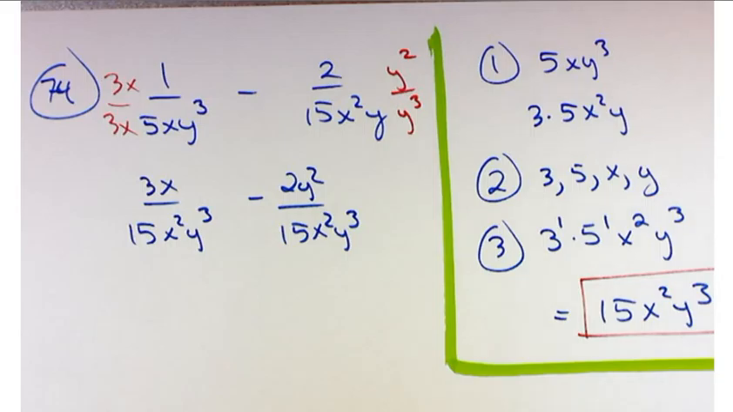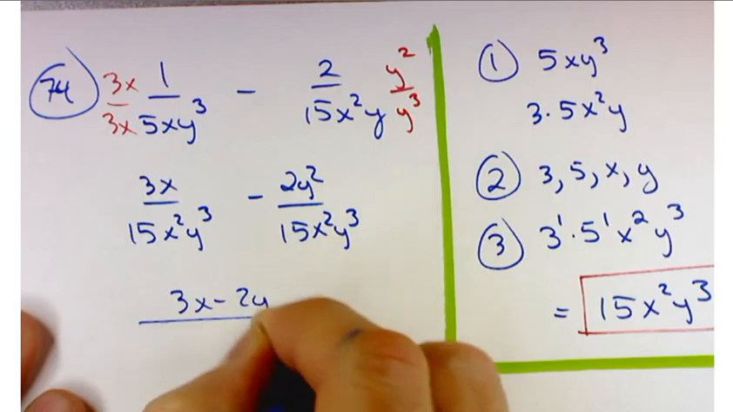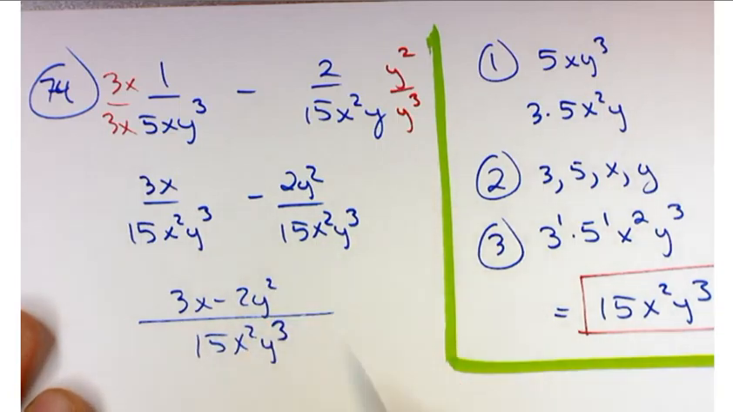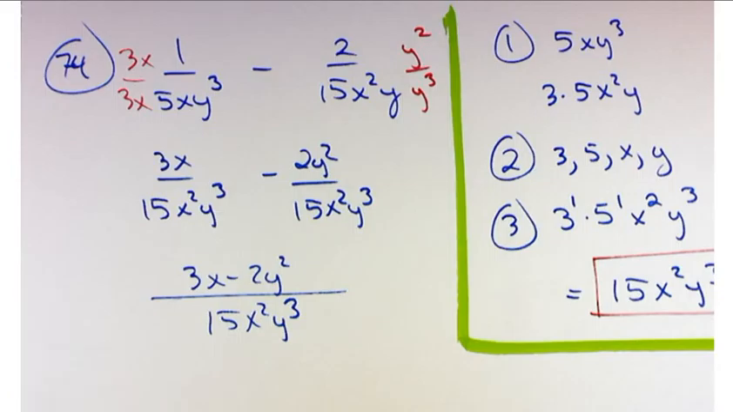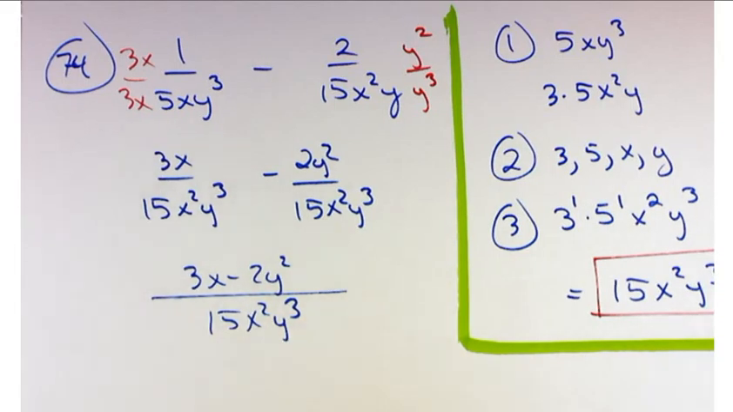I've got the LCD. You can combine the numerators. 3x minus 2y squared over 15x squared y cubed. There's nothing else I can do. There's no common factor. There's no cancellation with the denominator. That's it. We're done with 74.